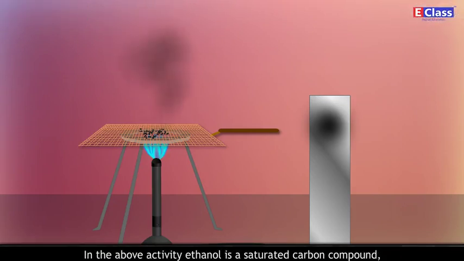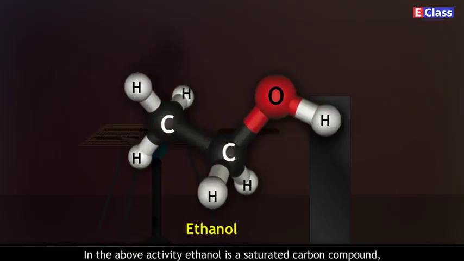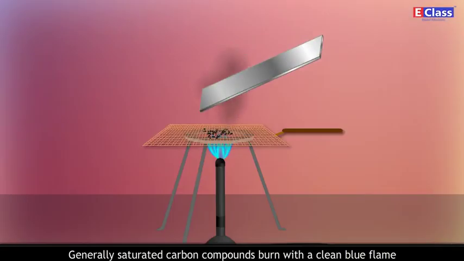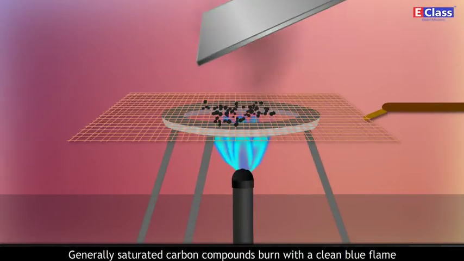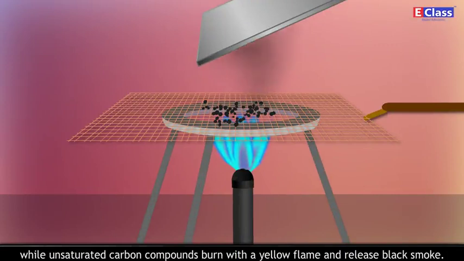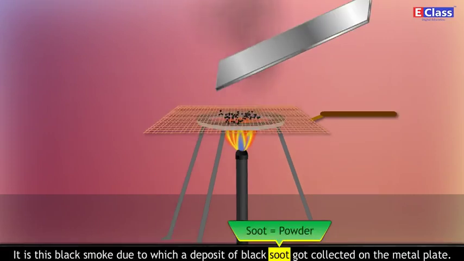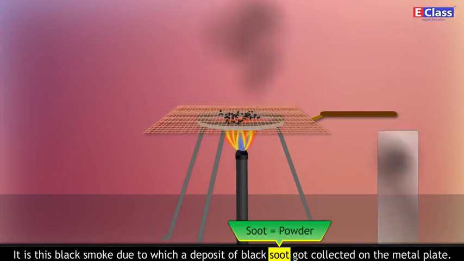In the above activity, ethanol is a saturated carbon compound, while naphthalene is an unsaturated compound. Generally, saturated carbon compounds burn with a clean blue flame, while unsaturated carbon compounds burn with a yellow flame and release black smoke. It is this black smoke due to which a deposit of black soot got collected on the metal plate.